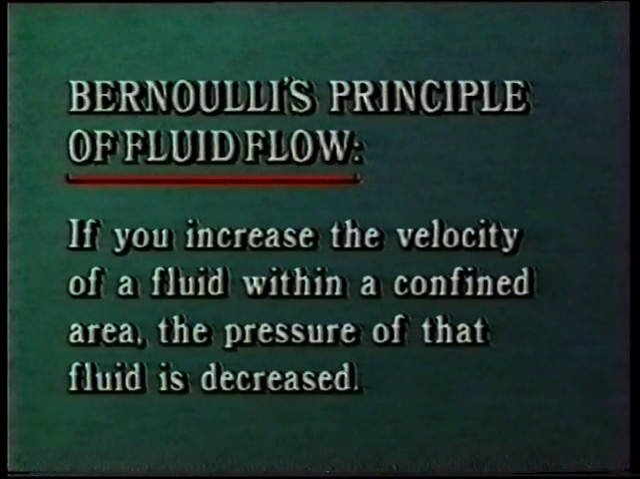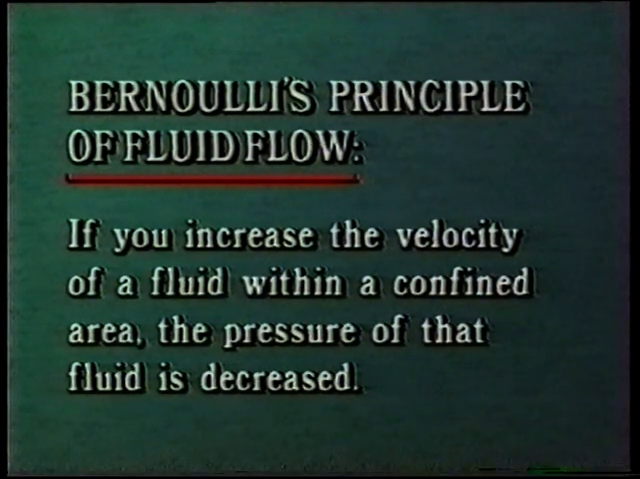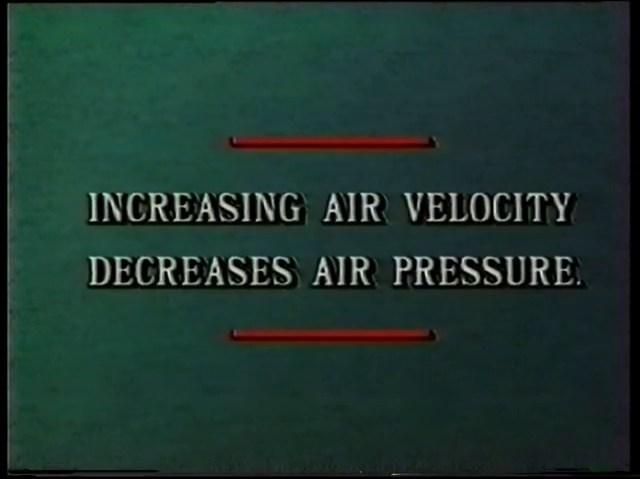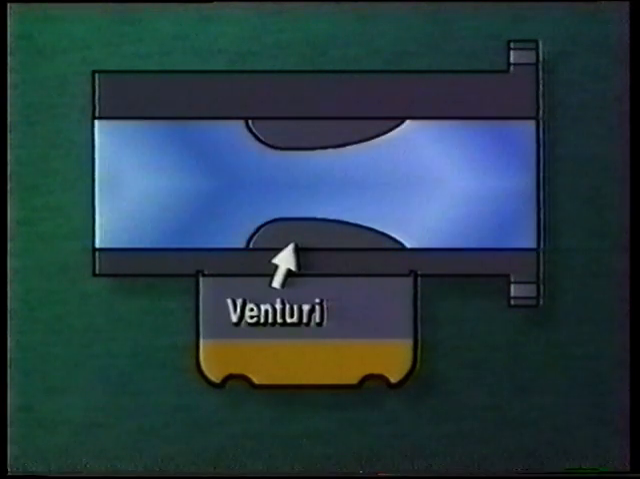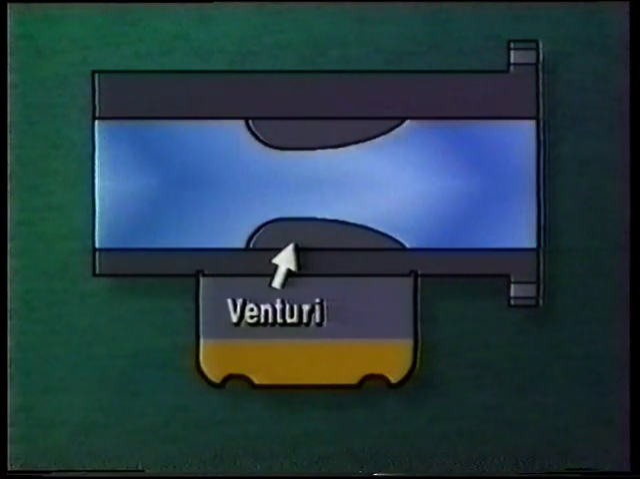We use a little pressure. You see, there's a principle, Bernoulli's principle, which basically says that if you increase velocity of a fluid, in our case air, in a confined area, you see a decrease in pressure. So, we need to decrease the air pressure in the tube by increasing the velocity at which the air is moving through it. We do that by creating a narrowing in the tube, known as a venturi.